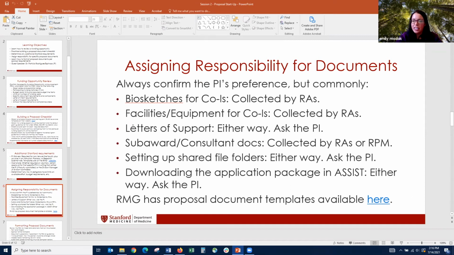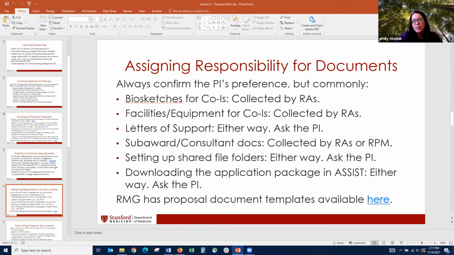I usually do that in one email. Letters of support, either way, ask the PI. Sometimes they like that personal touch of asking their colleague and saying, what I'd like you to say about this research project is, and then go from there. And sometimes they really appreciate getting the help.